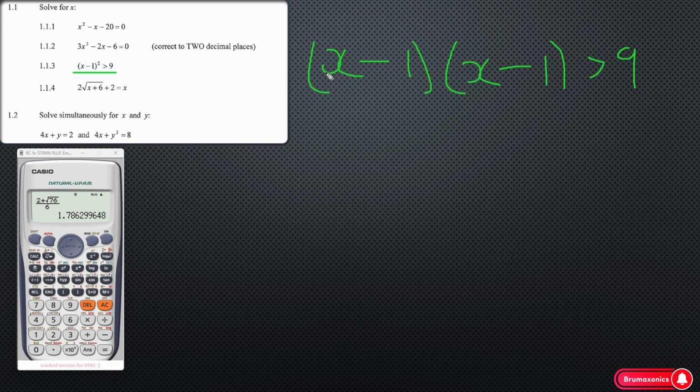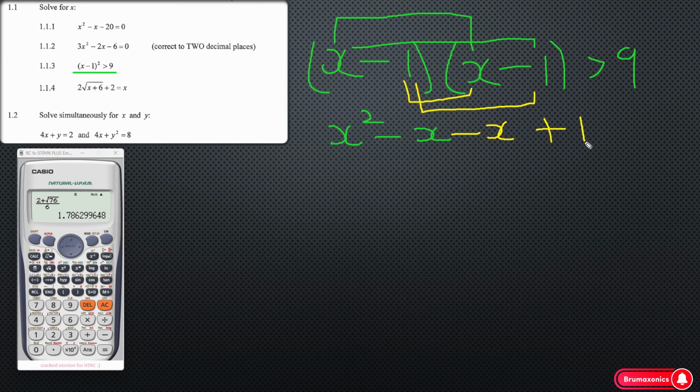So now you can start multiplying your variables. x and x will give you x squared, and then x and negative 1 will give you negative x, and then from there you have negative 1 and x, that will be negative x, and then you have negative 1 and negative 1, this one will give you a positive 1, right? And then you take your 9 to the other side, this will give you negative 9 greater than 0. So this implies that x squared minus 2x, then this will give you negative 8, which is greater than 0.